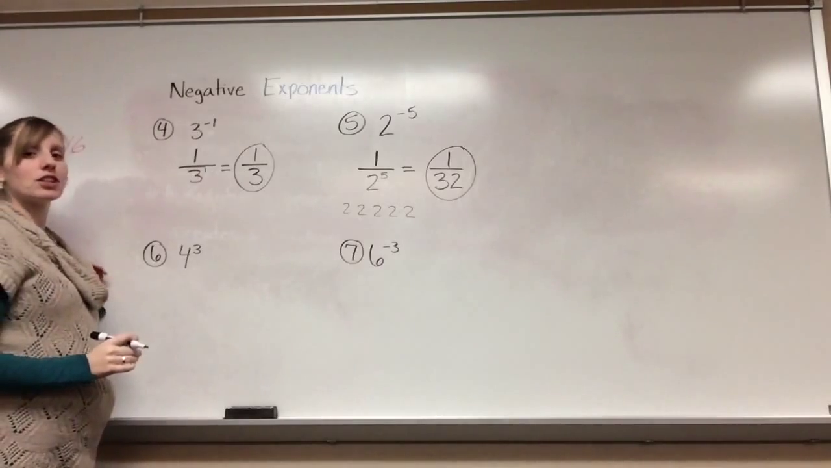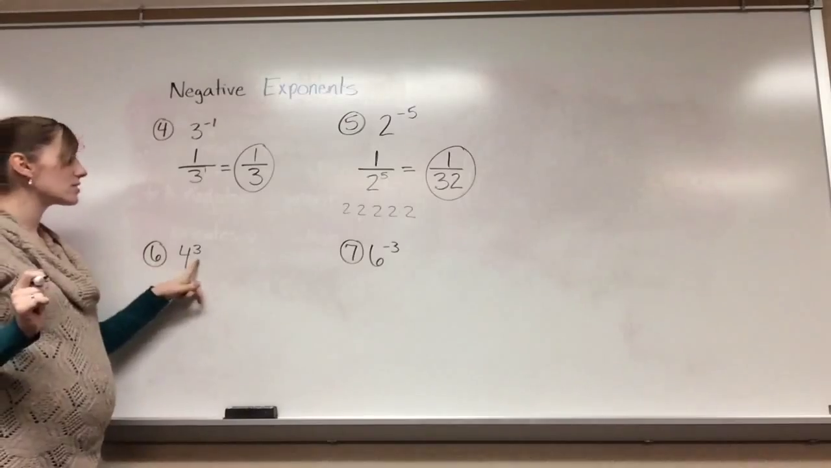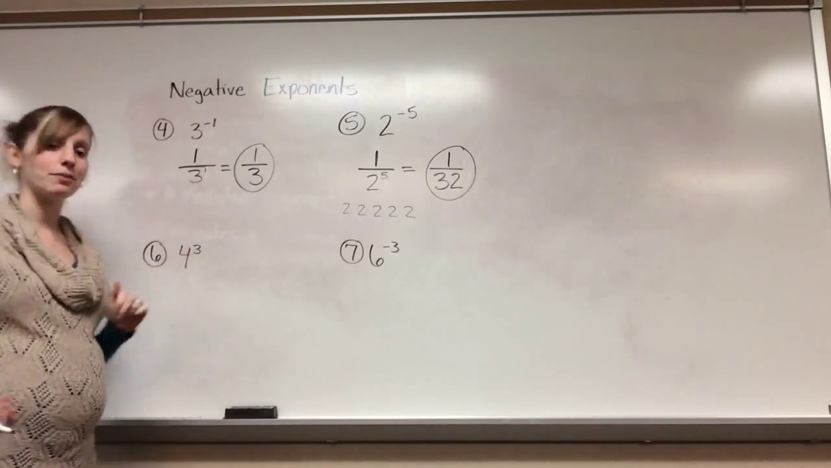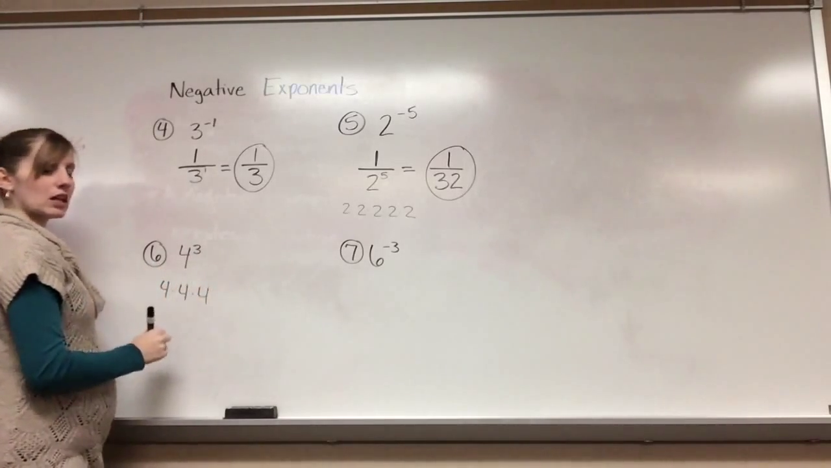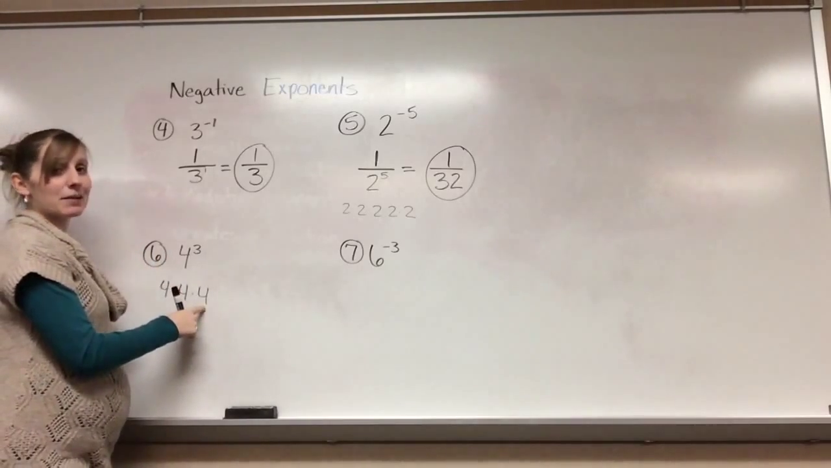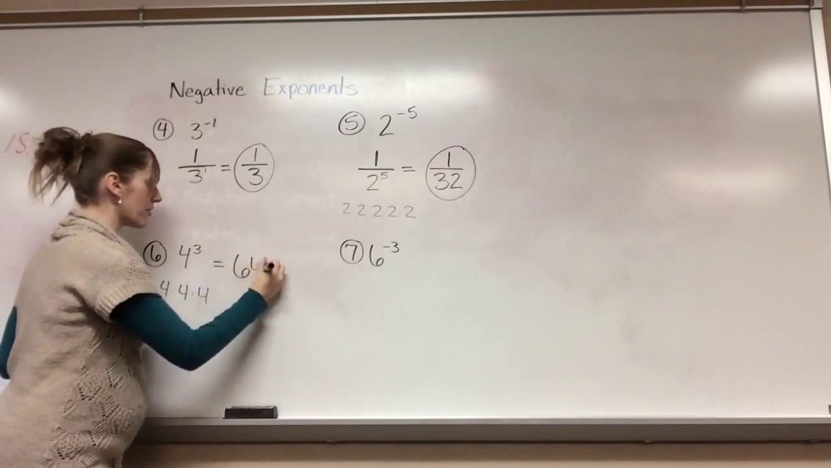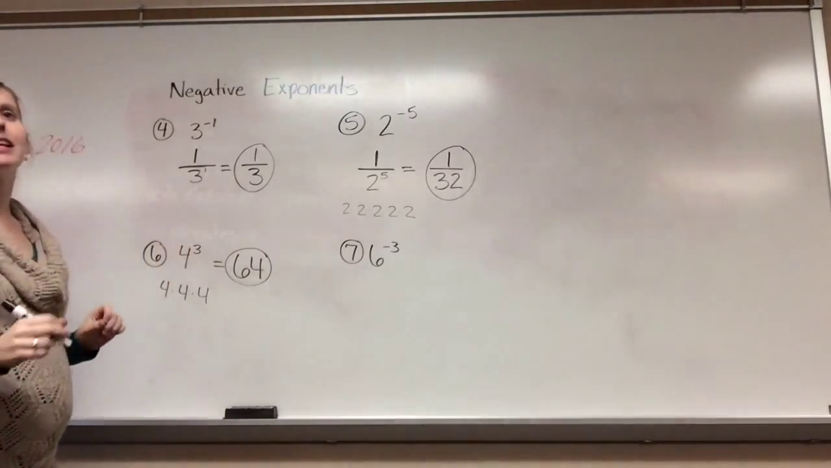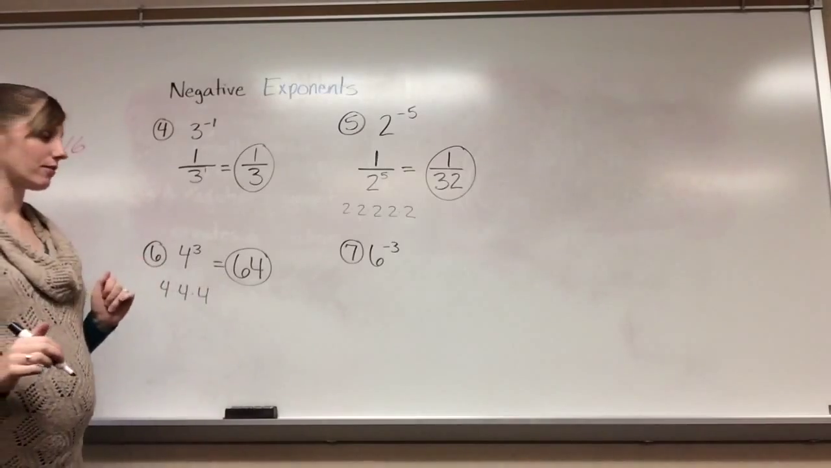Number 6, 4 to the 3rd power, okay? Sometimes they're going to throw in problems where there is no negative exponent. I don't need to make it a fraction here. I can just do my multiplication. I can do my 4 times 4 times 4. Well, 4 times 4 is 16, and 16 times 4 is 64. So my answer, no fraction, is 64. Because the exponent is positive, it is a whole number. So it's the whole number 64, no fraction involved.